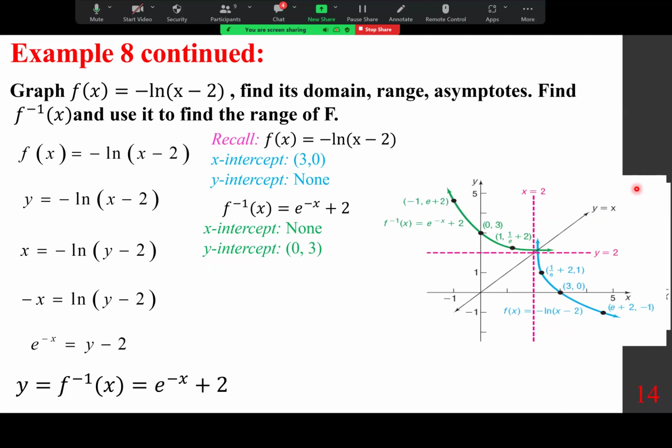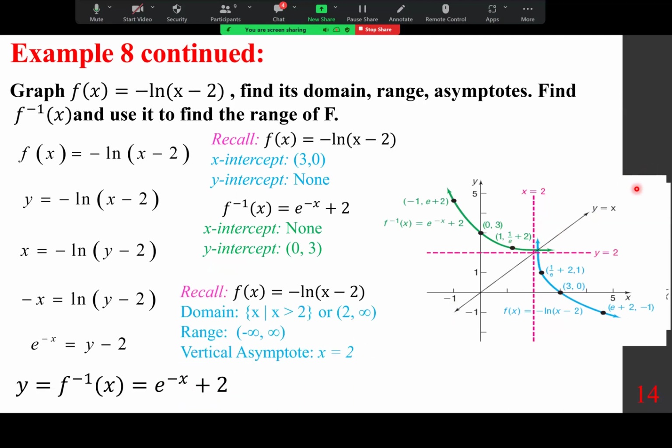And also notice what happens to the domain, range, and so forth. The domain for this function was 2 to infinity. Now the range is 2 to infinity. The range for this function, the blue one, was all real numbers. Now the domain for the green one is all real numbers.